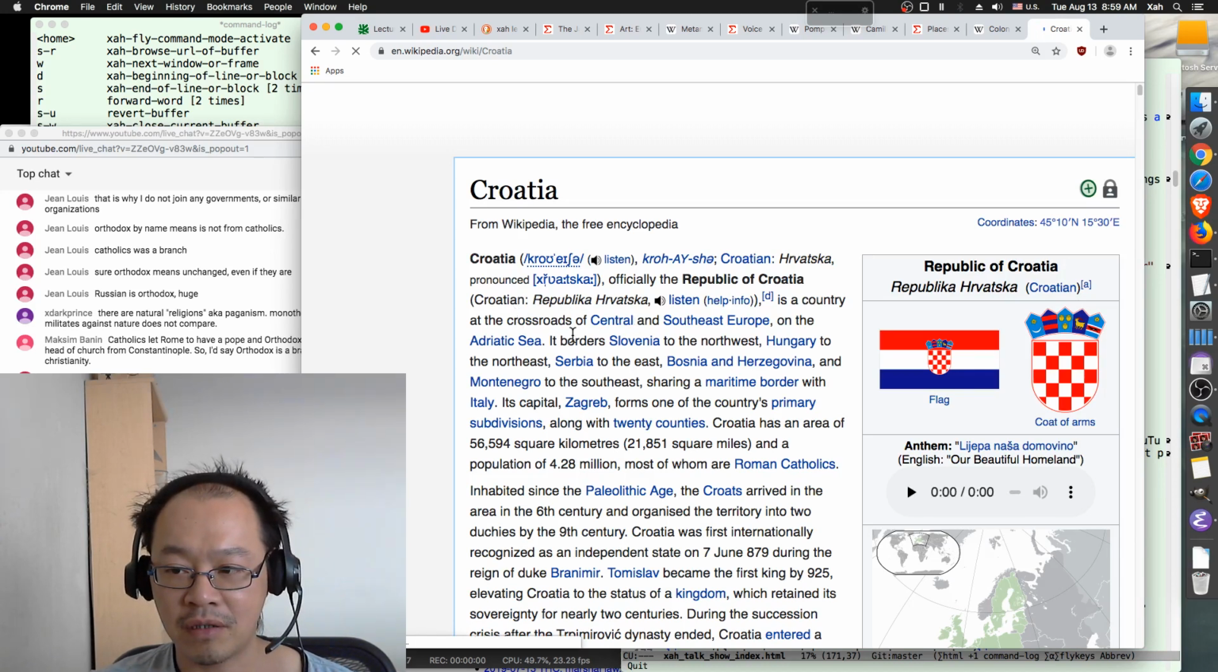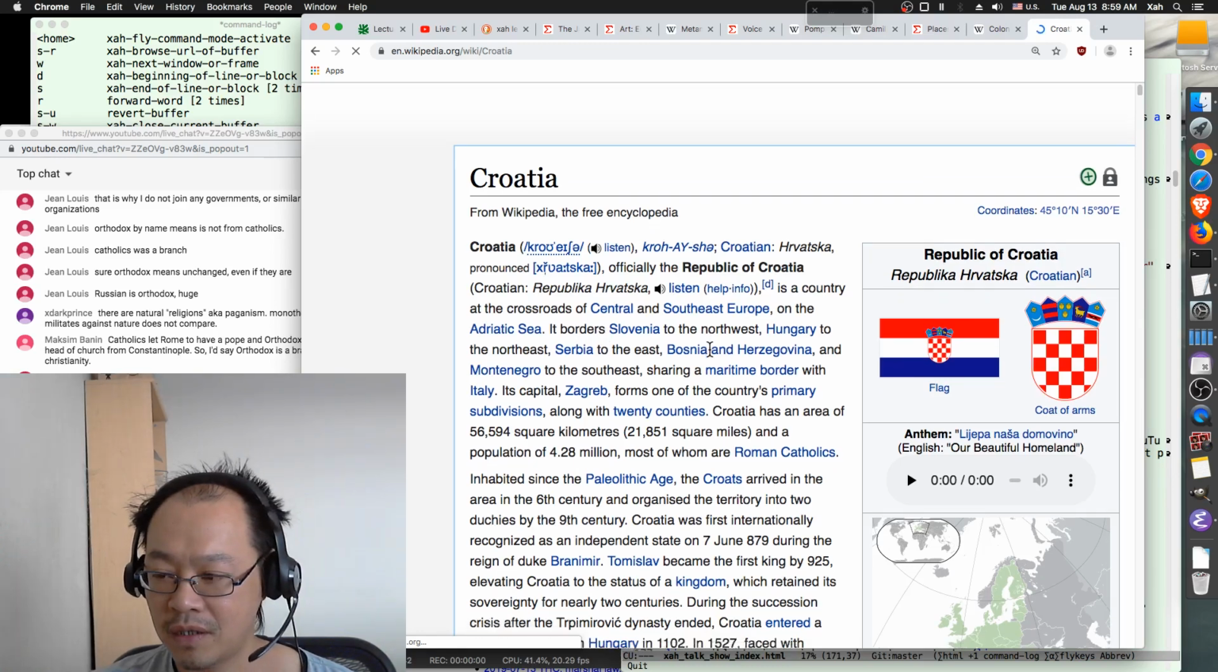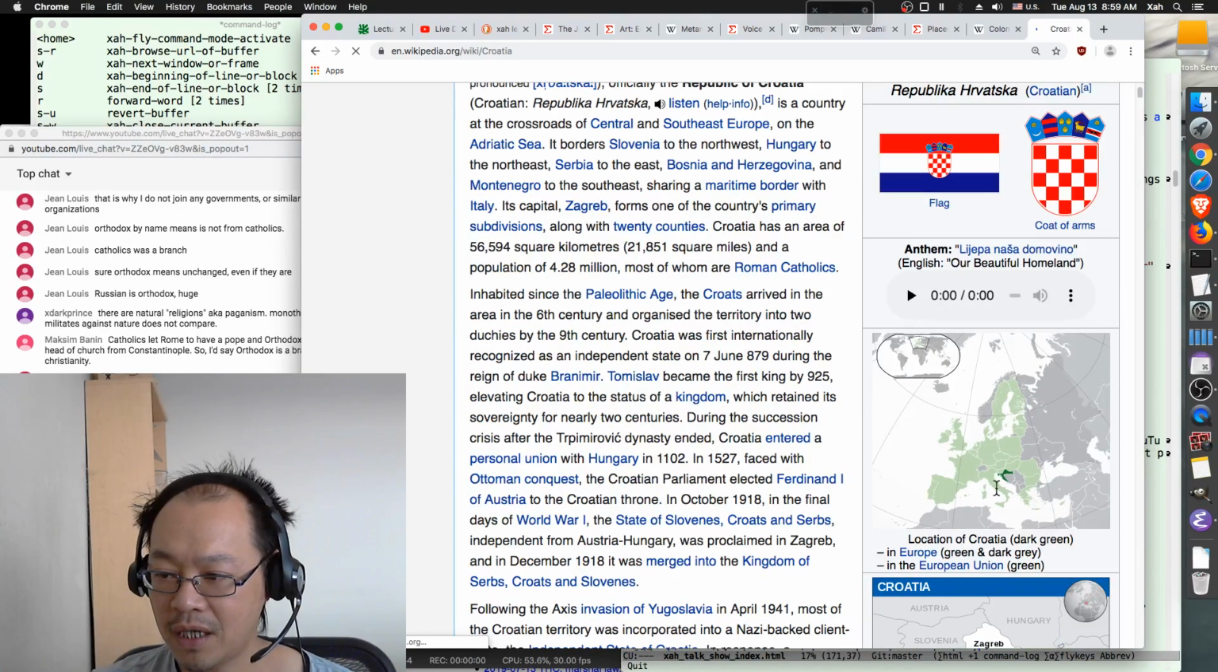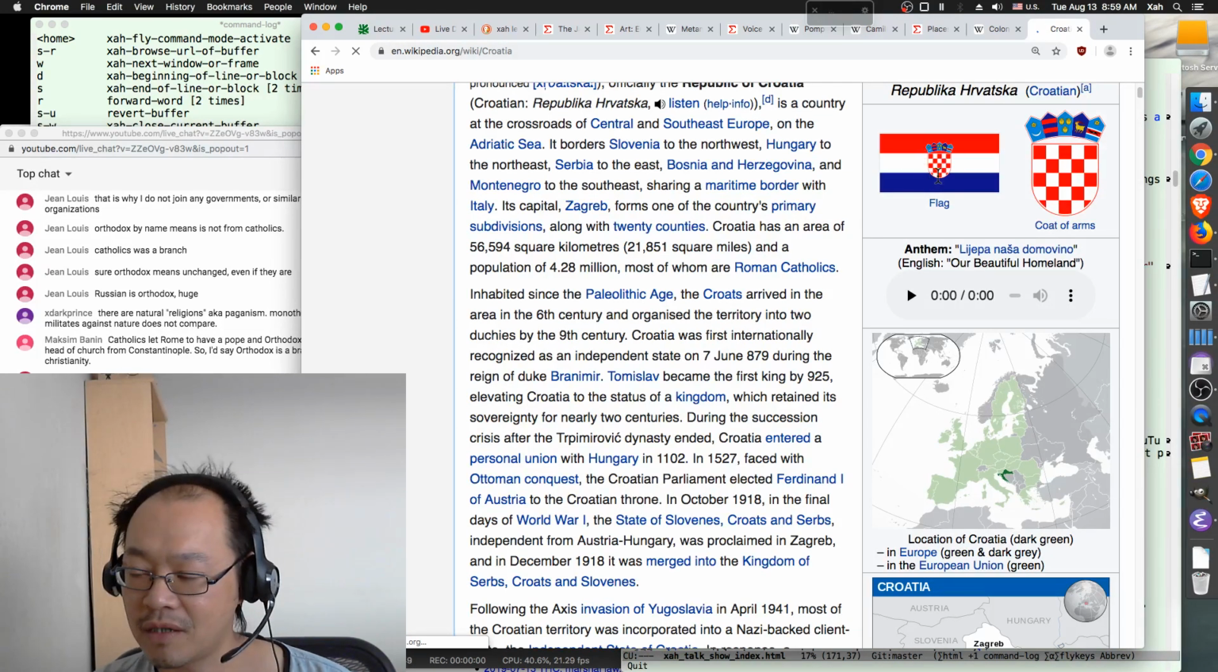Croatia, something like that. So it's a country at the crossroads of Central and Southeast Europe. Okay, so Hungary. Oh, the flag is that interesting flag. I don't remember seeing this flag.